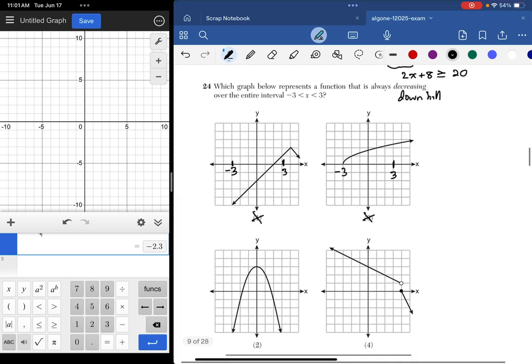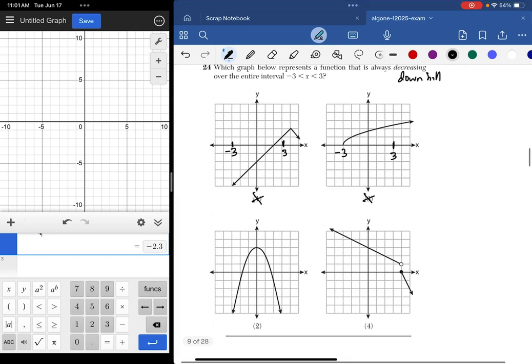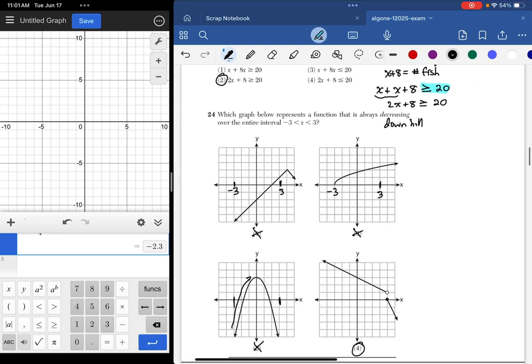-3, and it does say always. So at -3 here, it's increasing followed by decreasing. It's going uphill, and then it's going downhill, so it can't be that. And even though for choice 4 there's a break in the graph, there's never a point where it's not going downhill. It's always going downhill, regardless of where you are in that interval.